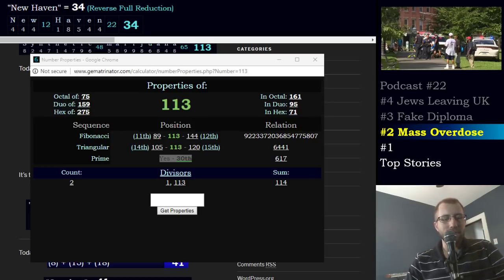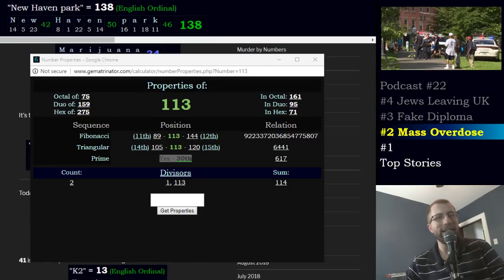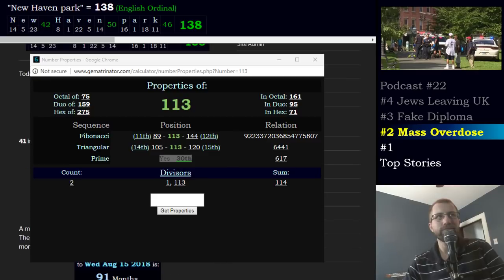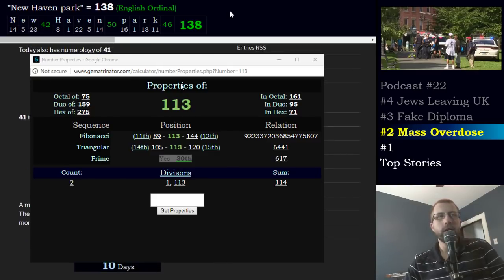Another thing about this story that I found funny is that they kept saying this was in a New Haven park. And New Haven Park sums to 138 ordinal. This story on the date that leaves 138 days on the calendar. So date numerology of 41, this is also the 13th prime number.